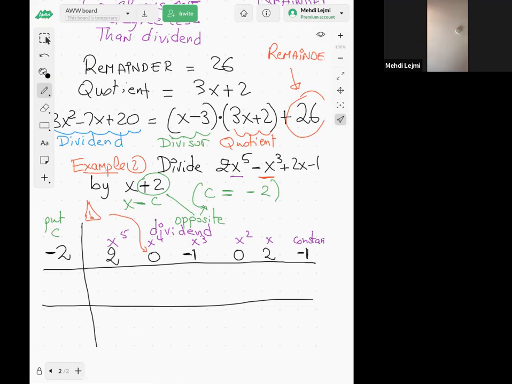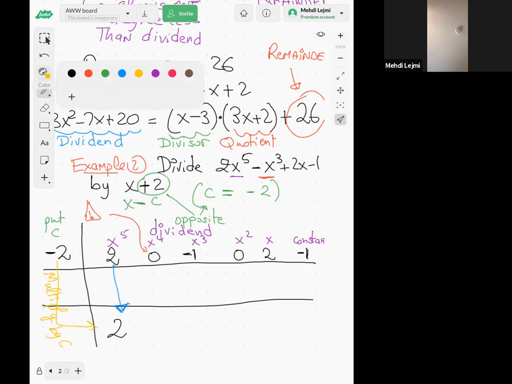Right? Now, we said first thing, we bring down the first number here. This one here, we bring it down right here. So that's 2. It's always the same number. Then we have to multiply by c now. The last row, we have to multiply. So here we'll multiply by c. So it's 2 times -2, that would be -4. So next column, I'm gonna put -4.